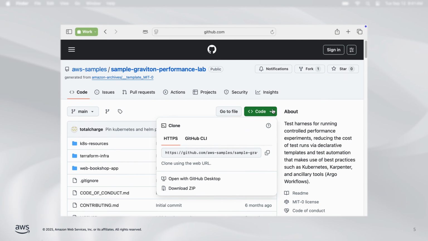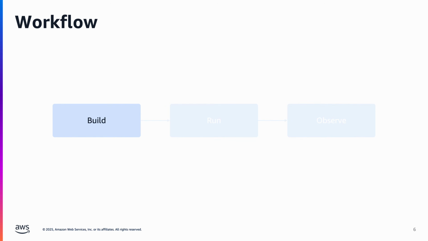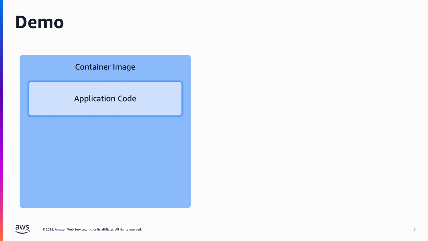I then follow my preferred way of cloning the repository to my local file system. My first workflow step is to build a cross-platform container image of my test client and application, which I can then use and schedule onto a new or existing EKS cluster. First, I build and publish a cross-platform container image of my example application in Amazon ECR.